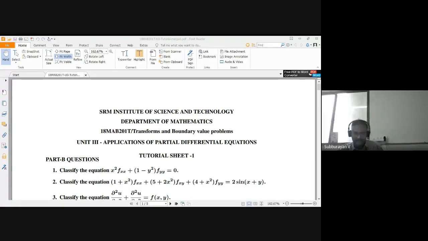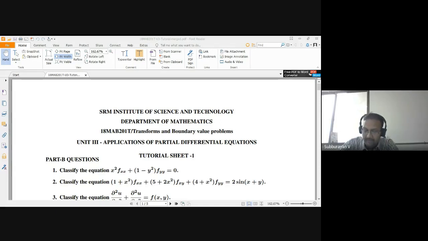Okay. What is the first equation? The first equation is x² f_xx + (1 − y²) f_yy = 0. Therefore, here a = x², b = 0, and c = 1 − y². Therefore, b² − 4ac is −4 times x² into (1 − y²).